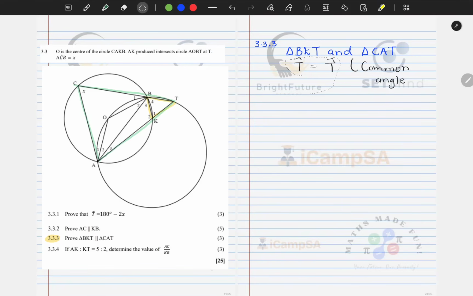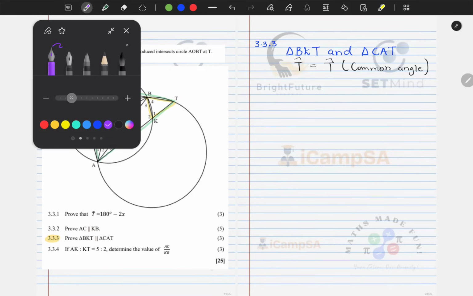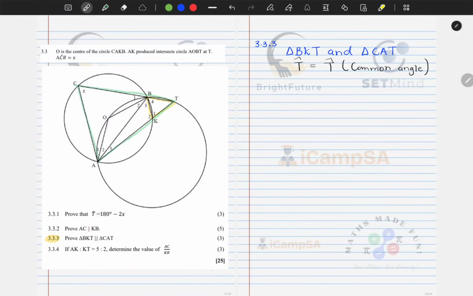So we are done with that, but also we know what we have proven already. So we know that angle C or angle B4 is equal to angle C, which is equal to X. And this has been proven previously.